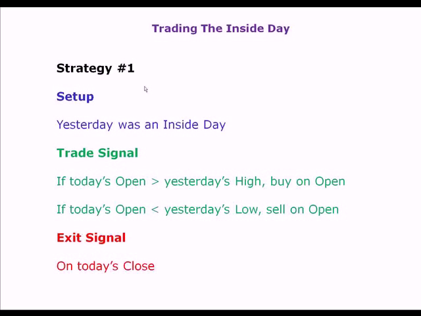Now in the case of the first strategy, our setup requirement is that yesterday was an inside day. And as you may recall, an inside day is one where yesterday's high is lower than the high of the day before, and yesterday's low is higher than the low of the day before. Now for our signal, if today's open is greater than yesterday's high, we buy on the open. Conversely, if today's open is lower than yesterday's low, we sell on the open. In either case, we exit the trade on the close of the cash index.